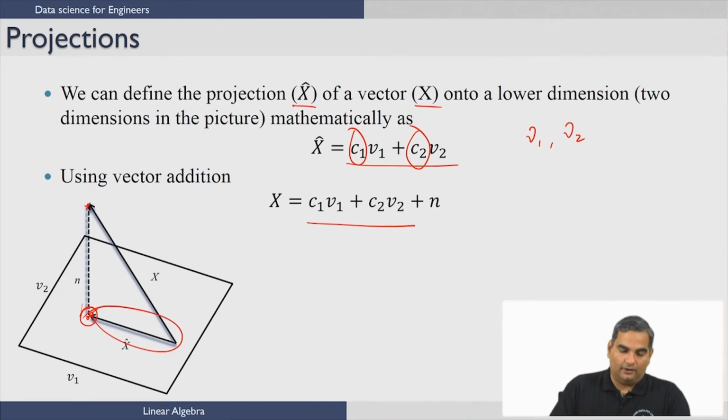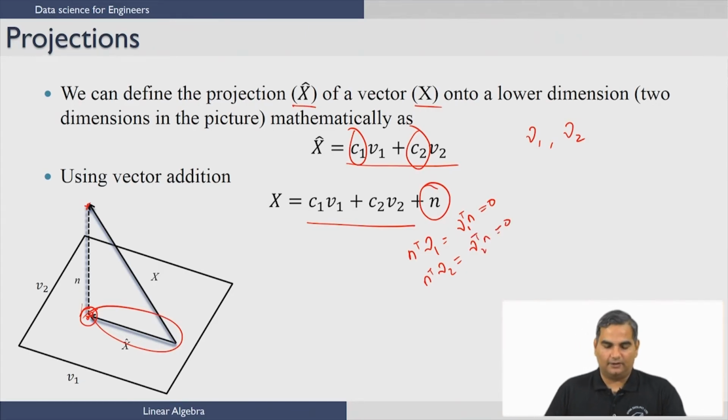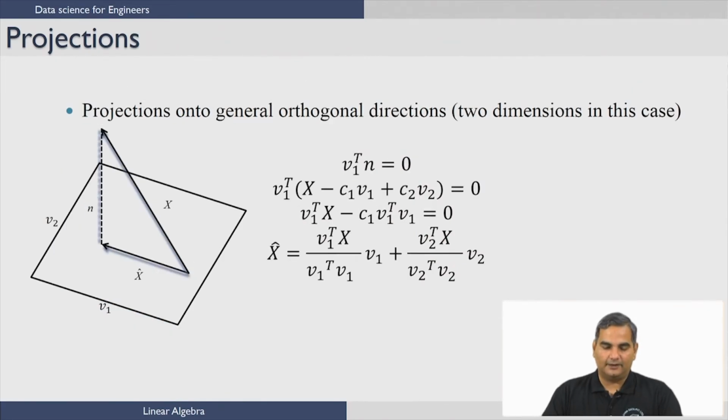Notice that the fact that we are using a projection comes from this n being perpendicular to the plane. So, what does n being perpendicular to the plane mean? If n is perpendicular to the plane, then we know that n transpose nu 1, or nu 1 transpose n, both are the same, will be 0. Similarly, n transpose nu 2 equal to nu 2 transpose n will also be equal to 0. So, these are 2 facts that we will know if n is perpendicular to the plane. How we are going to use this to calculate c 1 and c 2 is what I am going to show you in the next slide.